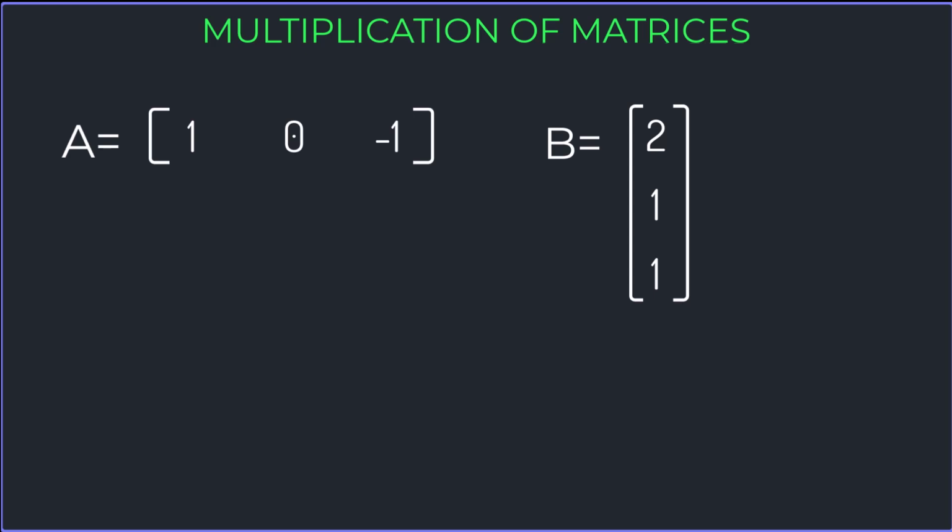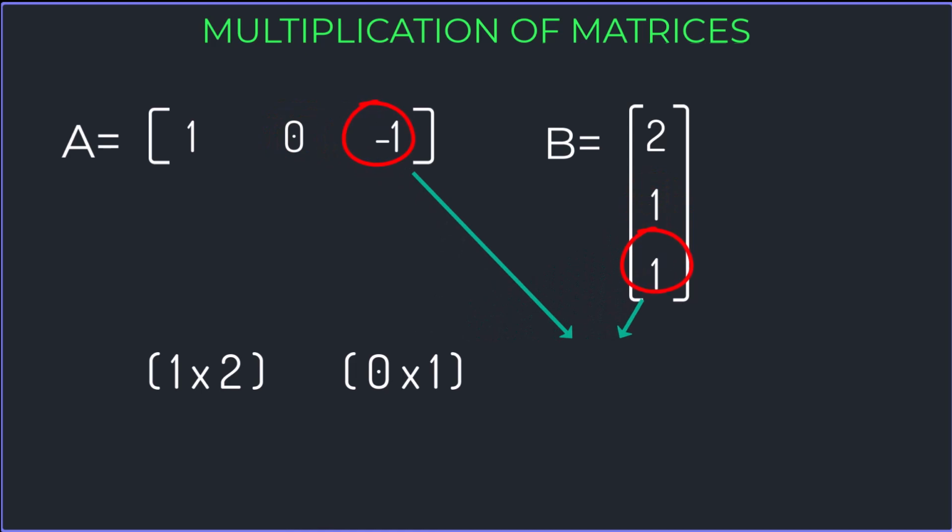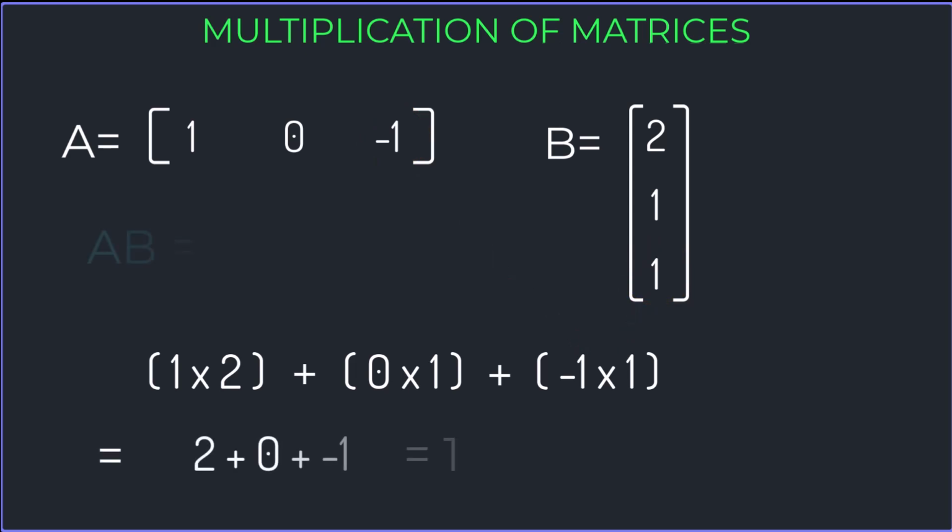We are going to calculate the first element of the new matrix AB. For that, we take the first element from A and multiply with the first element of B. Then take the second element from A and multiply it with the second element from B. Thirdly, we take the last element from A and multiply with the last element from B. Then we take the sum of these 3 products, and this will be the element of the product AB. Also, this is the only element which the matrix AB has.